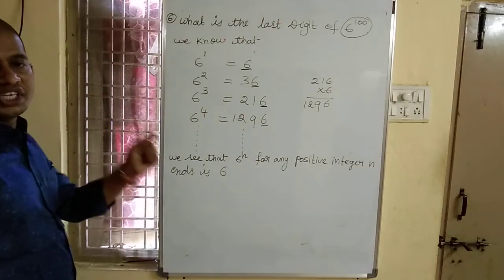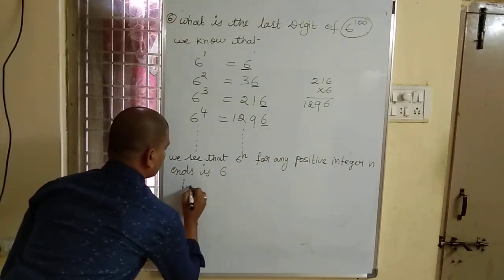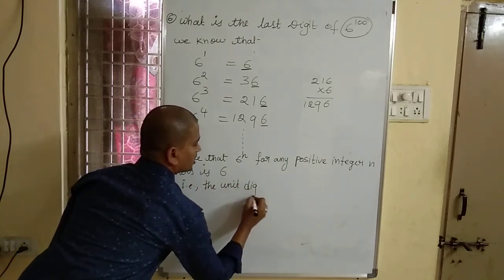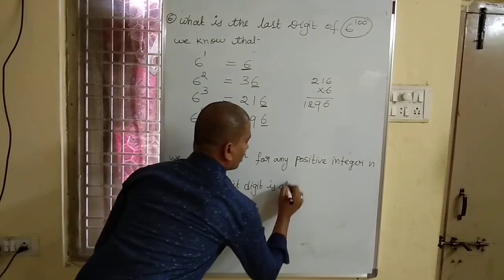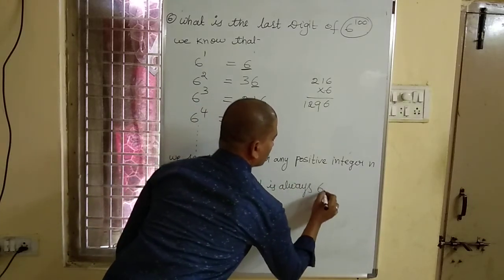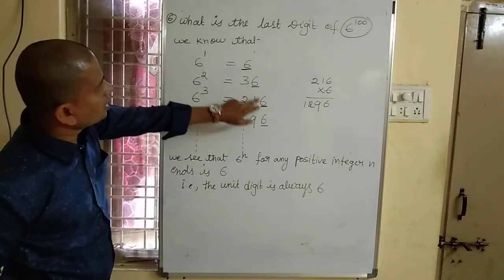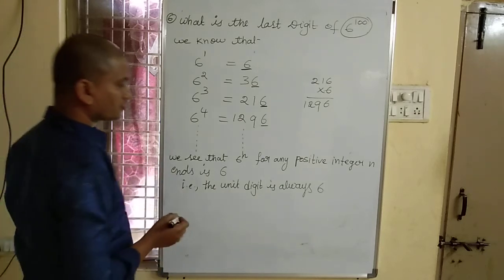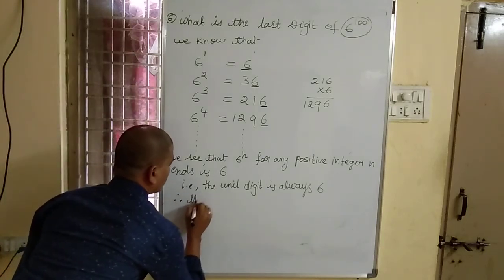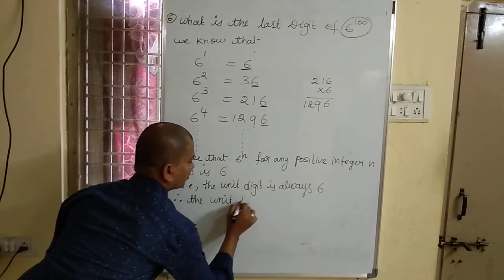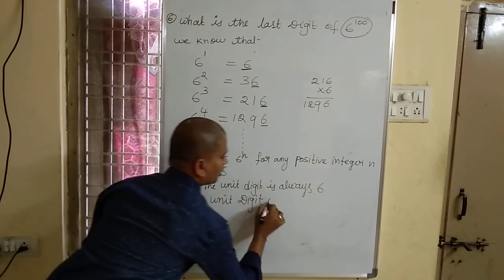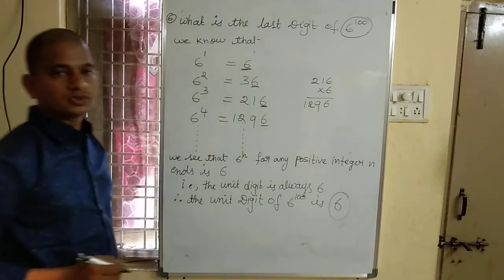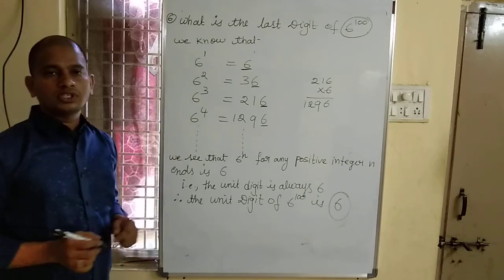That is, the unit digit is always 6. What is the unit digit? The unit digit is always 6. Therefore, the unit digit of 6 power 100 is 6. So what is the unit digit of 6 power 100? Which is equal to 6.